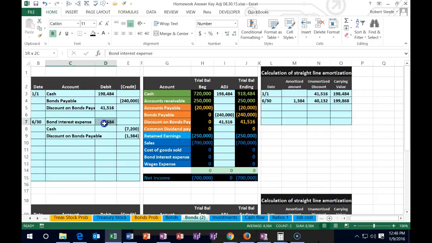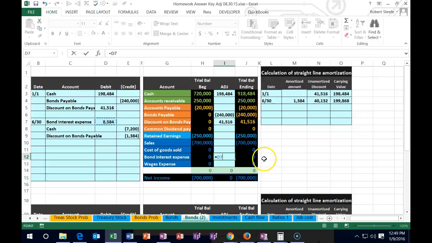So I'm going to post this one first. So here's the bond interest expense. We're going to scroll down over here to I-12, which is where the bond interest expense is, equals, and point to this 8,584. When we hit enter, it's going to go up in the debit direction, bringing net income down. So of course we are recording the expense, bringing net income down in this case, which is revenue minus expenses.